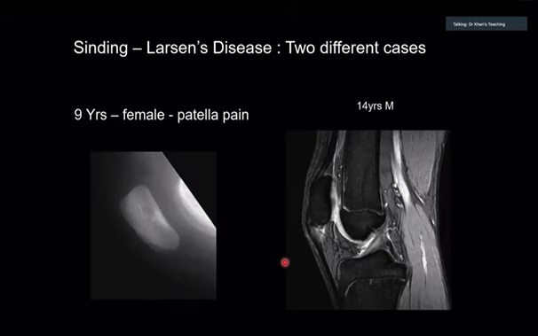There is another disease known as Sinding-Larsen disease, with a similar mechanism, also because of chronic trauma, where you can see this is the insertion of the patellar tendon, and you can get this fragmentation, and you can get this high signal on the STIR sequence of MR.